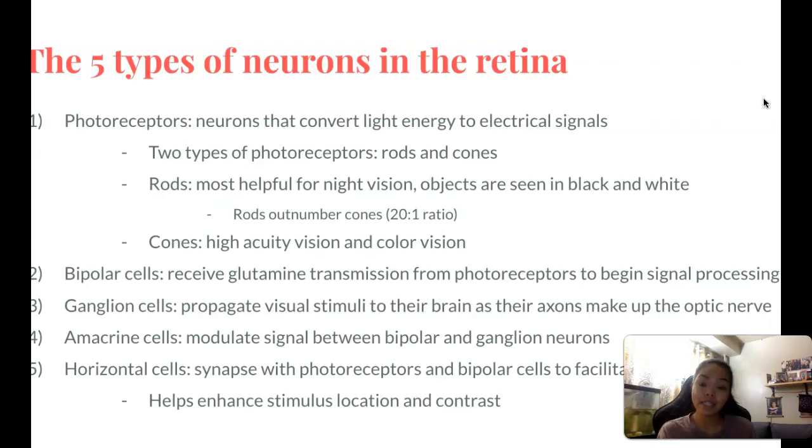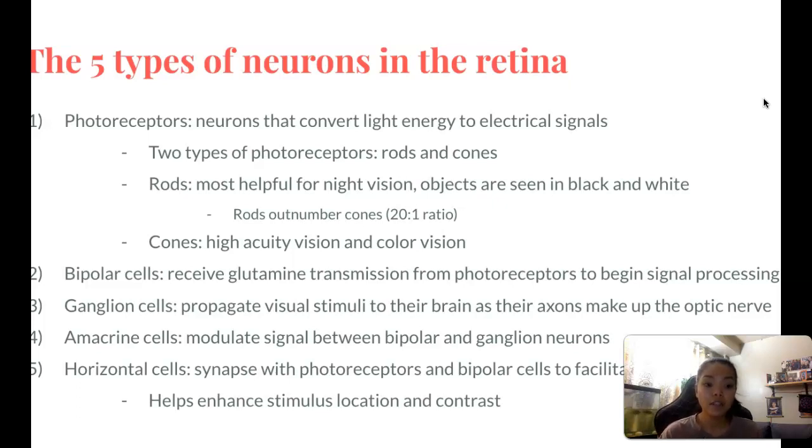So there are 5 types of neurons in the retina, as I detailed in the previous slide. There are photoreceptors, and these are neurons that convert light energy into electrical signals. There are 2 types of photoreceptors: rods and cones. Rods are most helpful for night vision. Objects are often seen in black and white. In our retina, rods actually outnumber cones by a 20-to-1 ratio, so there is a significantly greater amount of rods than cones. However, cones are extremely important because they help with high acuity vision and also allow us to see color.